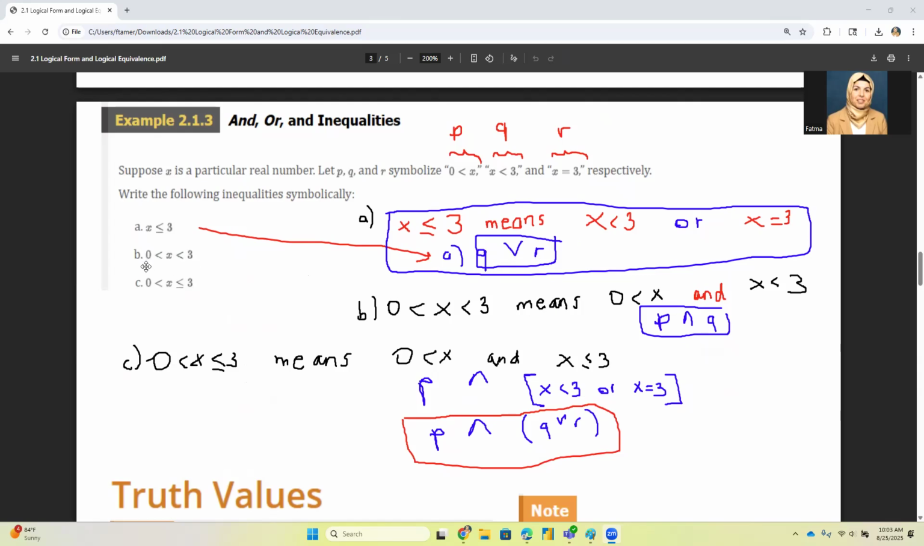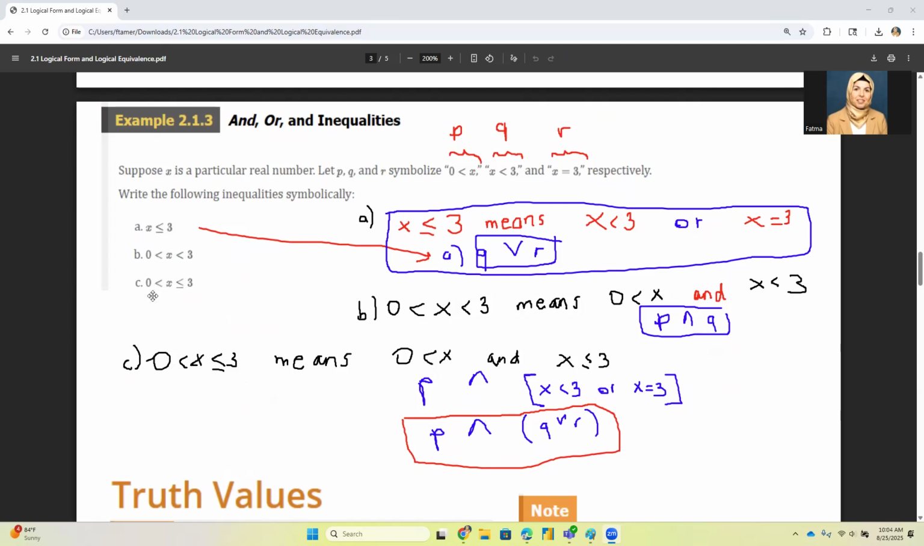For this question, 0 is less than X, X is less than 3. So the first thing is we're going to have to find the meaning of this inequality. The meaning of this inequality is 0 is less than X and X is less than 3. So 0 is less than X is given in the problem as P, and ∧ is the upside down V. X is less than 3 is given as Q in the problem. So the answer for part B is this in this box, P and Q.